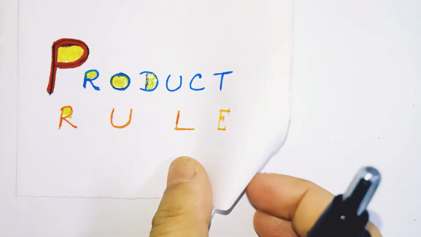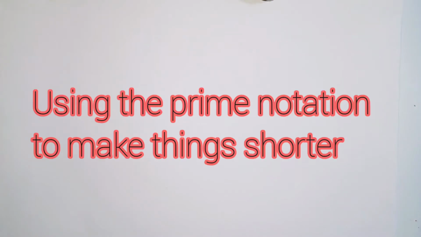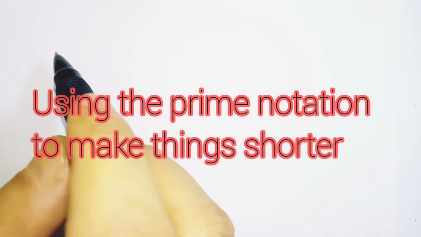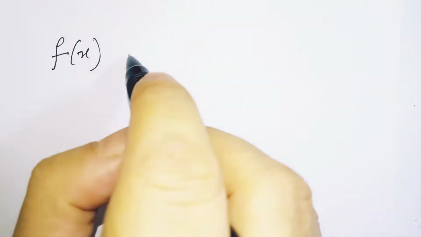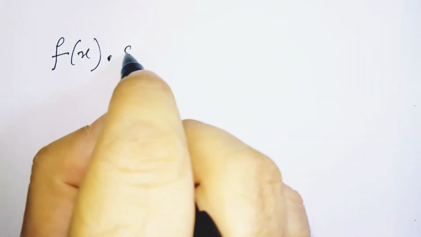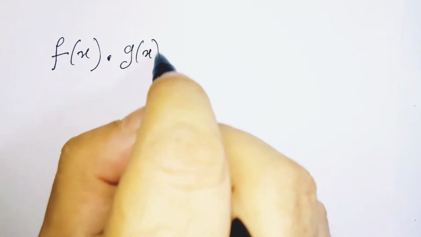For the product rule, first let's look at the formula. How do we calculate the product rule? Just note that I'm using the prime notation, because otherwise it would be too long to write in Leibniz notation, that is dy by dx. So the product rule goes like this. If I have a function f of x, and because we are doing a product, there would be another function, which we call g of x.